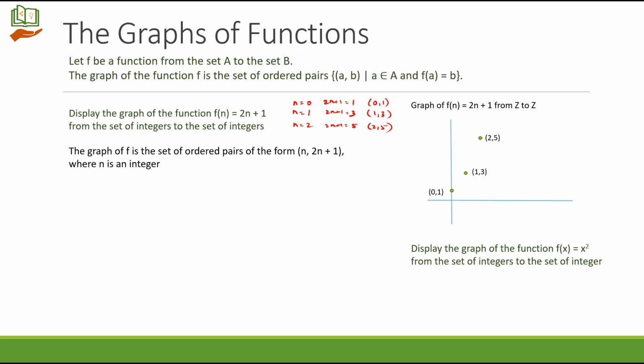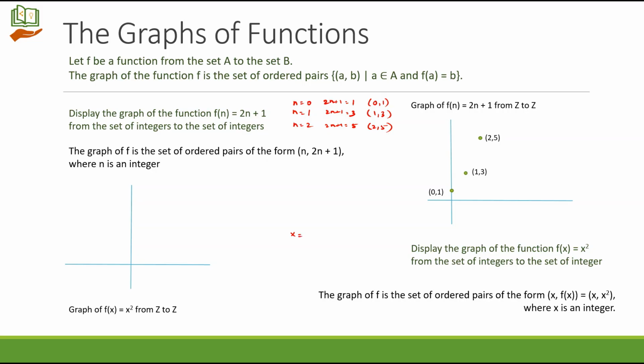Display the graph of the function f of x is equal to x square from the set of integers to the set of integers. Let's include even negative numbers for this case. So the graph of f is the set of ordered pairs of the form (x, f of x). This is given by (x, x square), where x is an integer. When x is equal to 0, x square is equal to 0. When x is equal to 1, x square is equal to 1. When x is equal to 2, x square is equal to 4. What about x is equal to minus 1? We will have x square is equal to 1. For x equal to minus 2, we have x square is equal to 4.